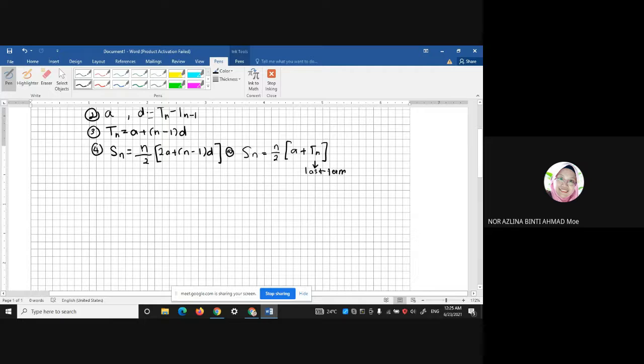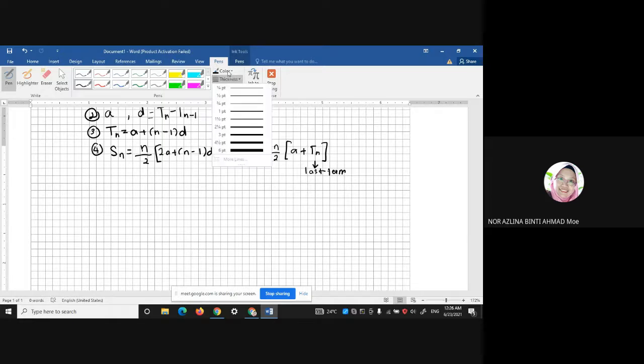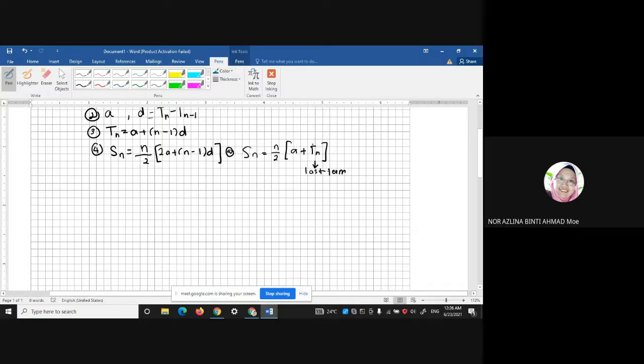Sometimes we don't use tn. Kadang-kadang tak guna tn, dia guna l pun boleh juga. Dia sama, a tambah l. L ni pun last term juga. Okay, so dua formula ni, tapi yang penting kena tahu the value of a and the value of d.